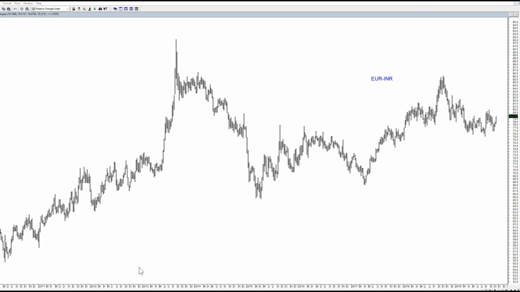This is the weekly chart of the Euro INR, and on the weekly chart you can see that there is this huge impulsive rise. Then there was a three-wave fall. Then there was a rise, a fall, and a bigger rise. And you will see that this bigger rise was actually breaking out of this channel.